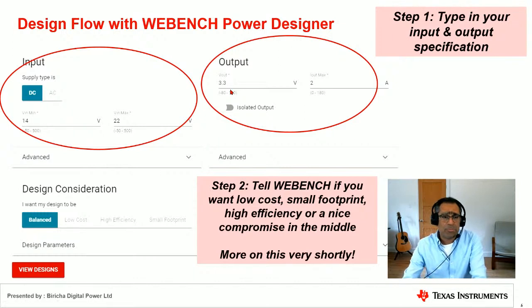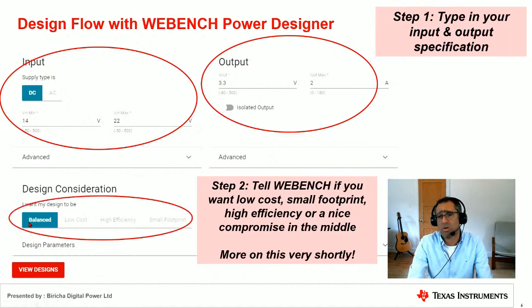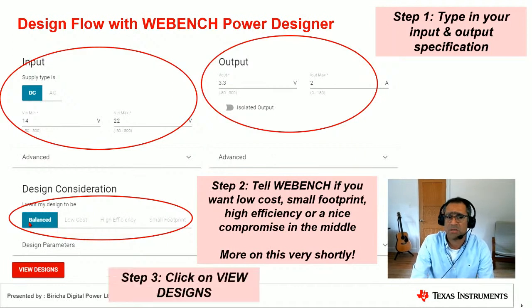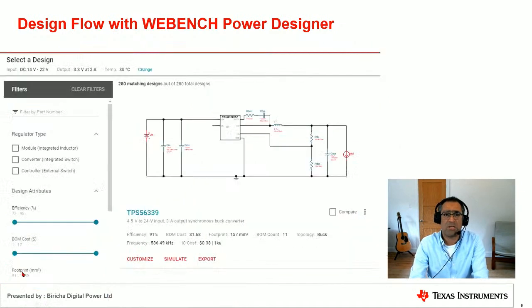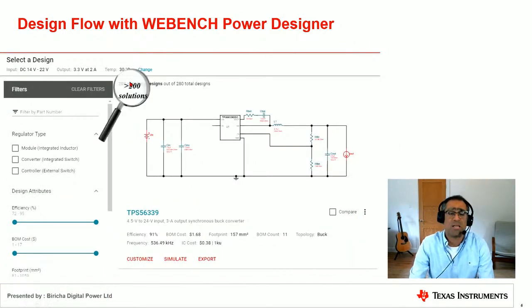And then step two, you tell WEBENCH what your priority is, whether it's low cost, high efficiency, or small footprint, or balanced. Balanced will give you a nice compromise in the middle. We are going to talk about this in a minute, the relationship between the size and efficiency and so on. Finally, you click on View Designs, and WEBENCH will create, as you can see, a whole bunch of designs. With just that specification alone, you have over 200 solutions.